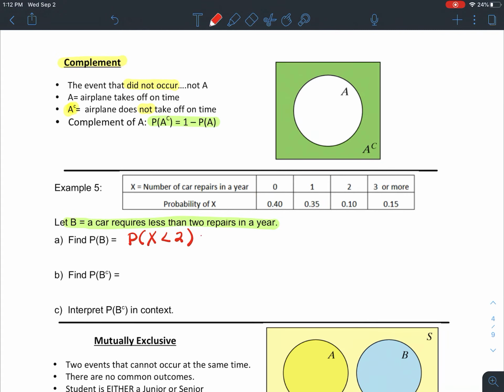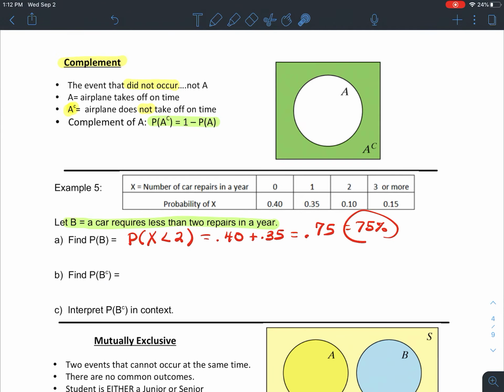Okay, so that means I'm really only counting these 2 options right there, that you had no car repairs or just 1 car repair. Okay, and that would be simply adding those 2 probabilities up and saying that essentially you have a 75% chance of having less than 2 car repairs. Now let's look closely at this.